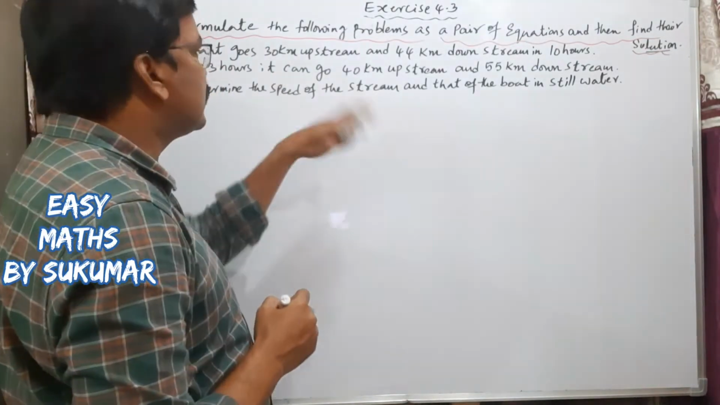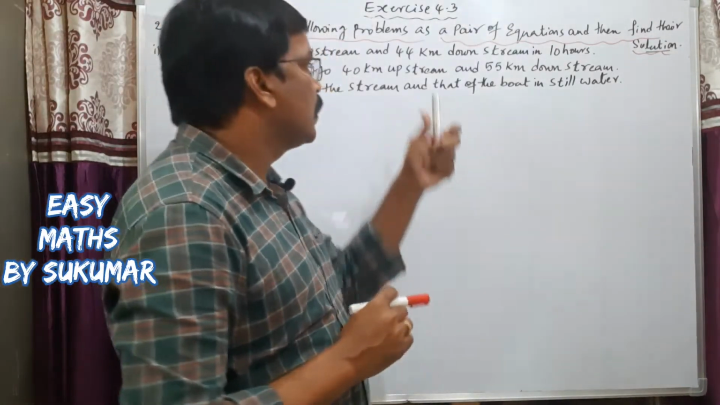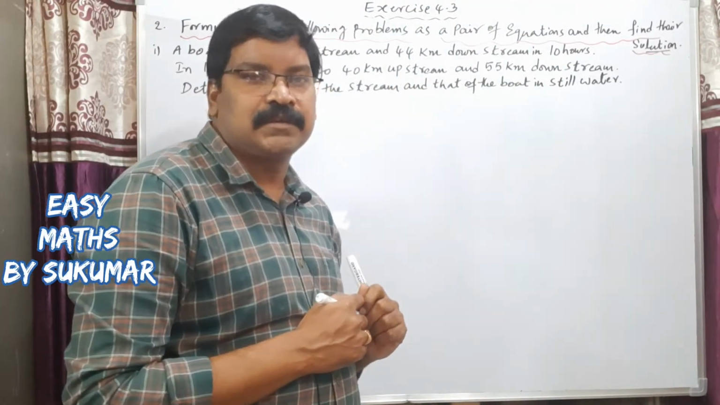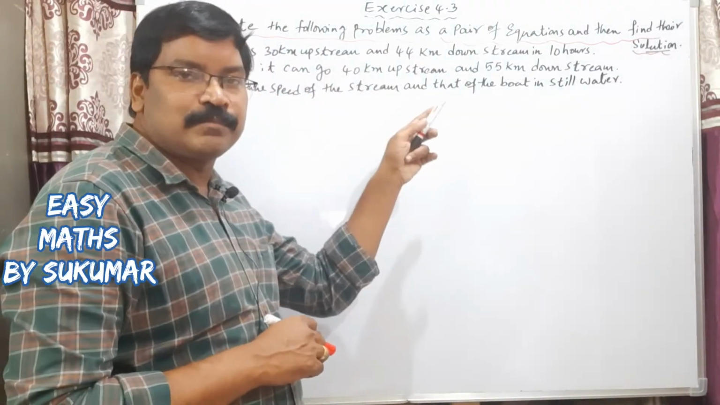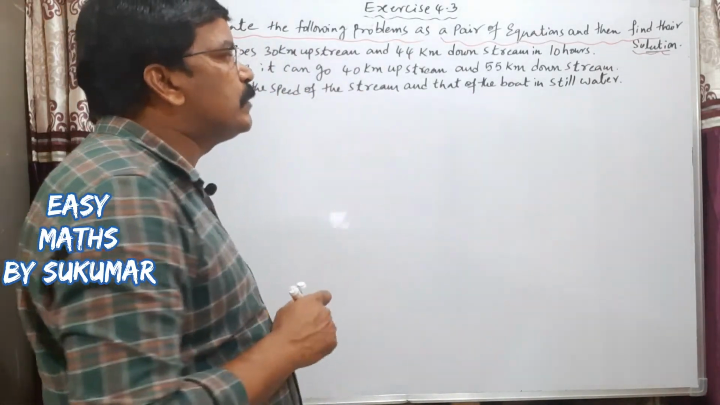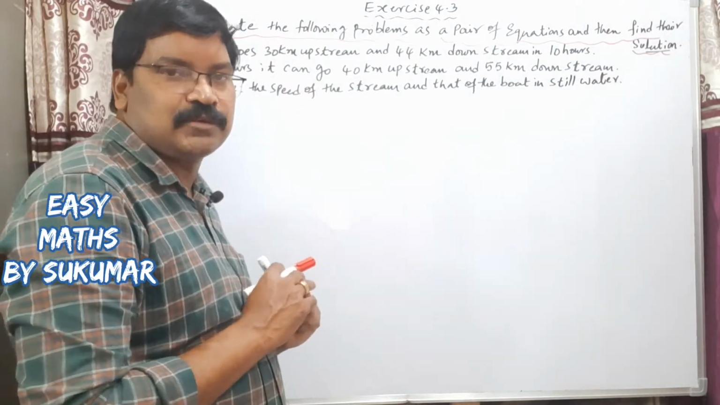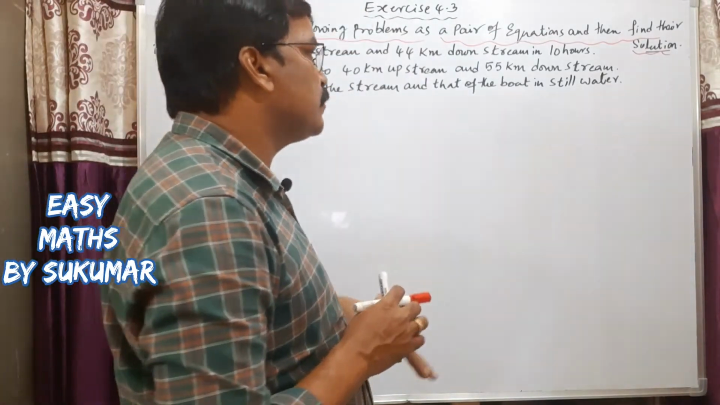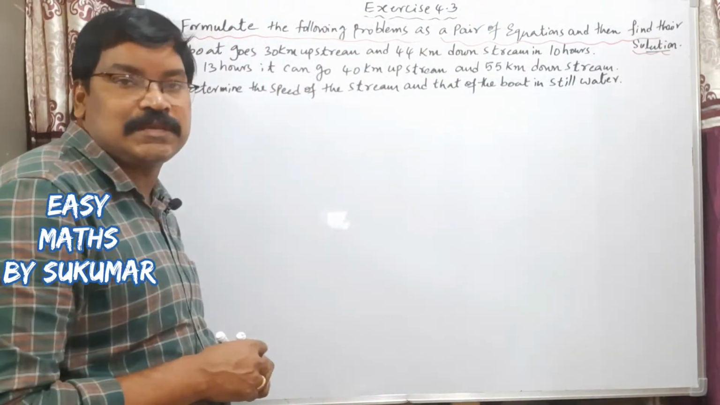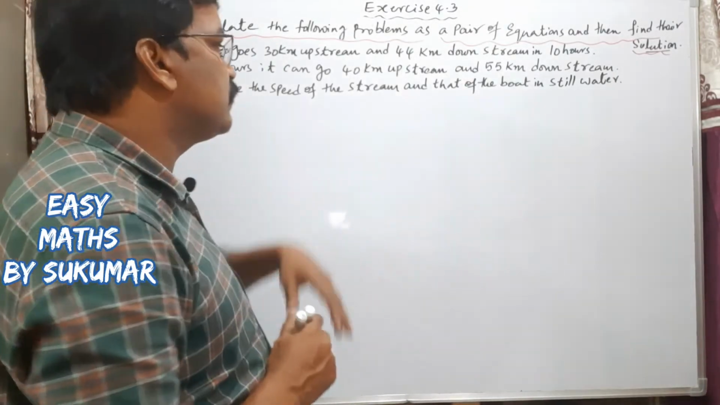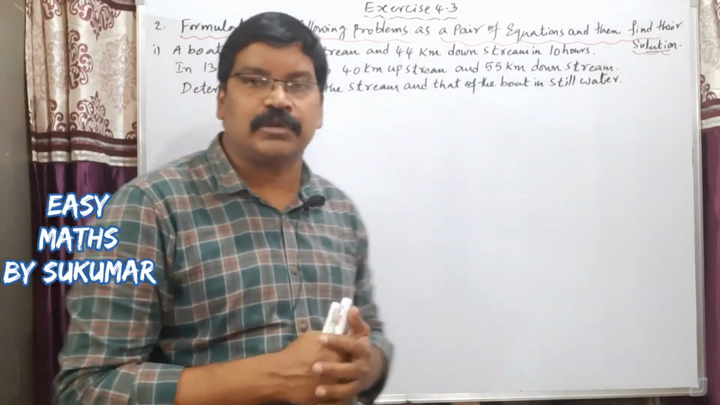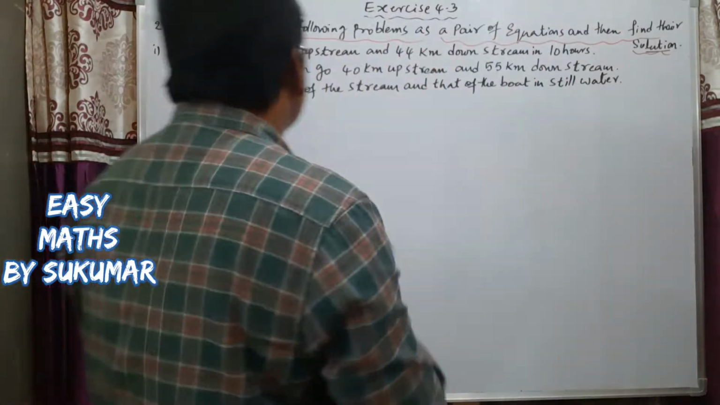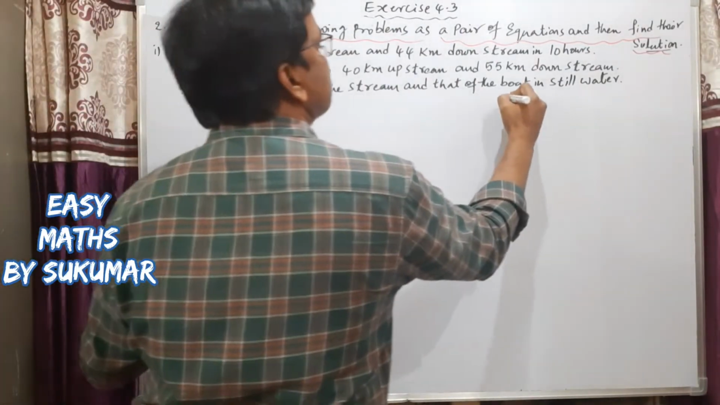A boat goes 30 kilometers upstream and 44 kilometers downstream in 10 hours. In 13 hours, it can go 40 kilometers upstream and 55 kilometers downstream. Determine the speed of the stream and that of the boat in still water. Actually, here there are two cases: this is the first case and this is the second case.